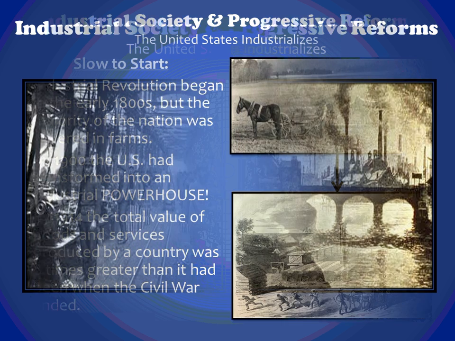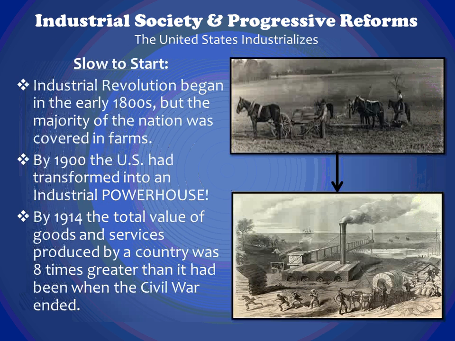Let's get started. So, after the Civil War and during the Civil War, the Industrial Revolution was going on, but it was very slow to start. Although it began in the early 1800s, the Industrial Revolution was very slow because the U.S. was still largely a farming community. It was very based on agriculture, this whole nation. But by 1900, the U.S. had transformed itself into an industrial superpower. And by 1914, the total value of goods and services produced by the country was 8 times greater than it had been in the Civil War. So we start out slow, but we begin to grow.